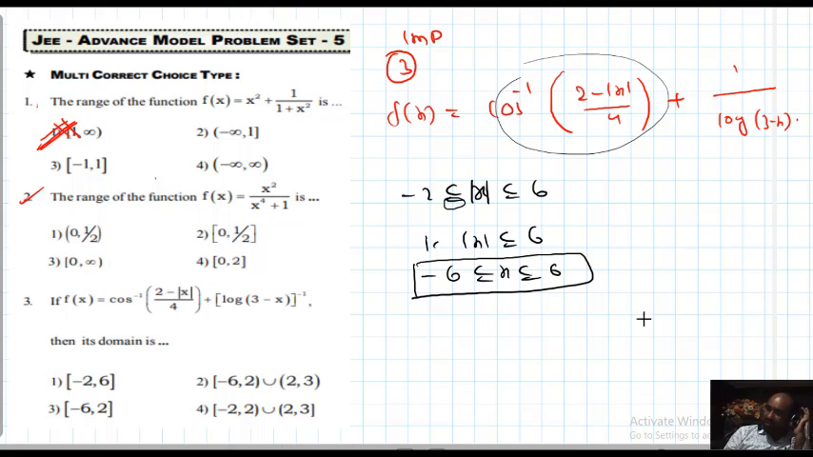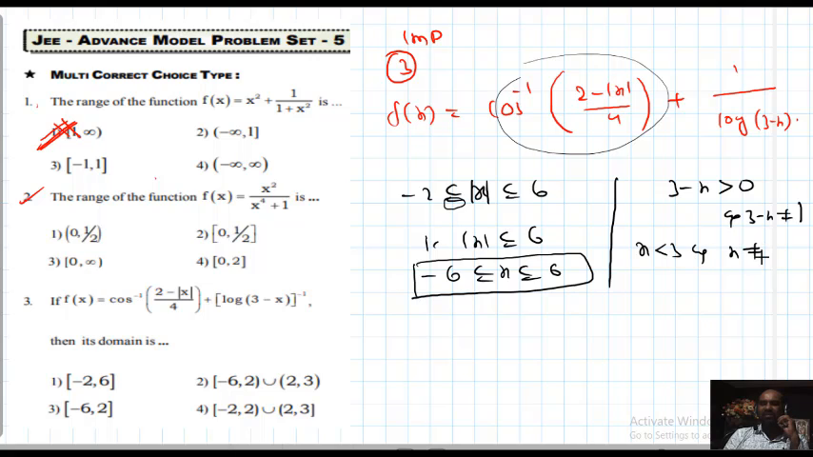Okay, second function, a logarithm is involved. 3 minus x should be greater than 0 and 3 minus x is not equal to 1. 3 minus x greater than 0 means x is less than 3, and x is not equal to 2.